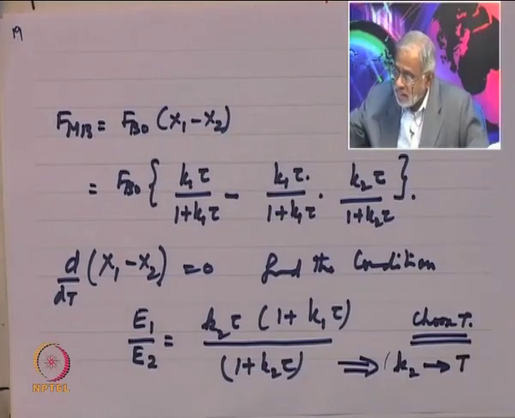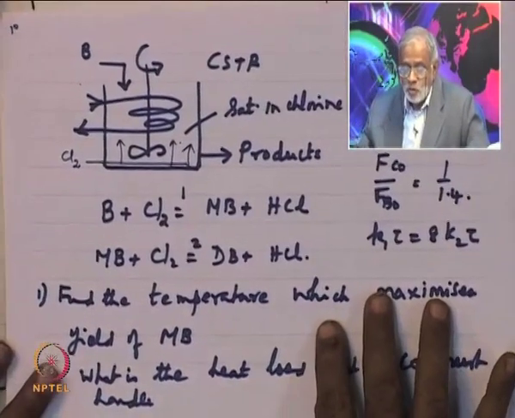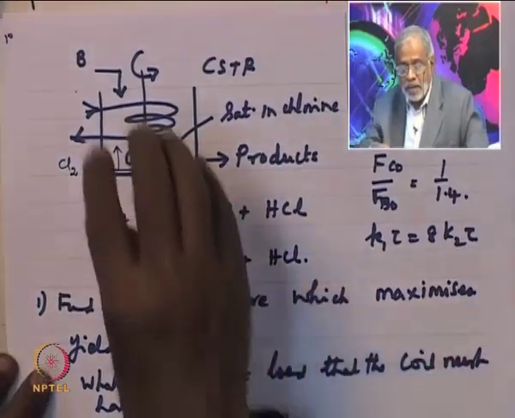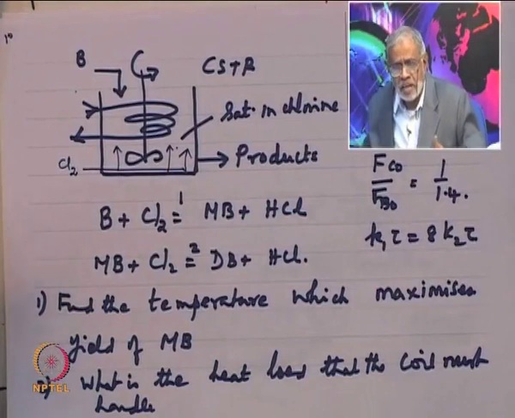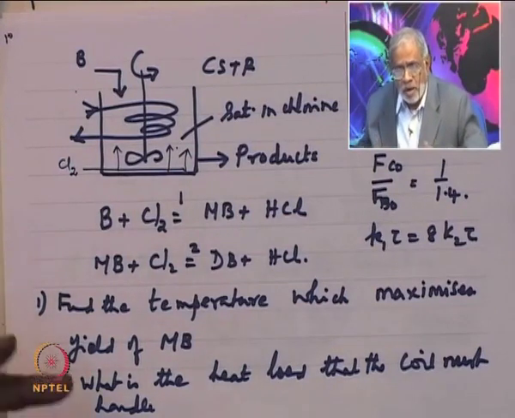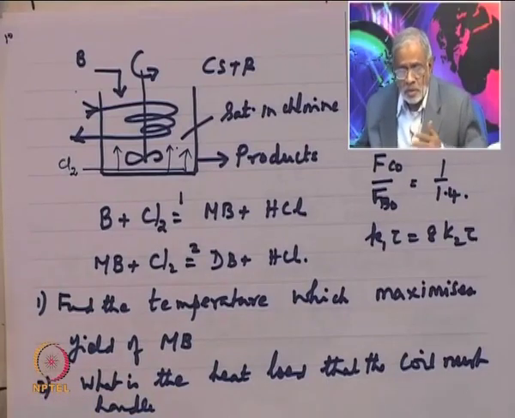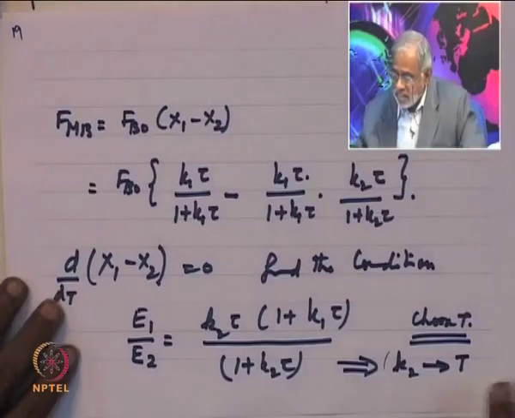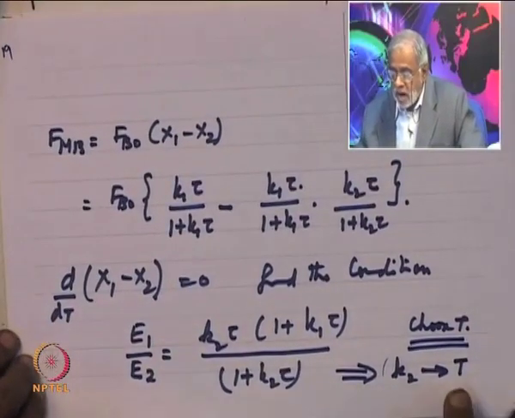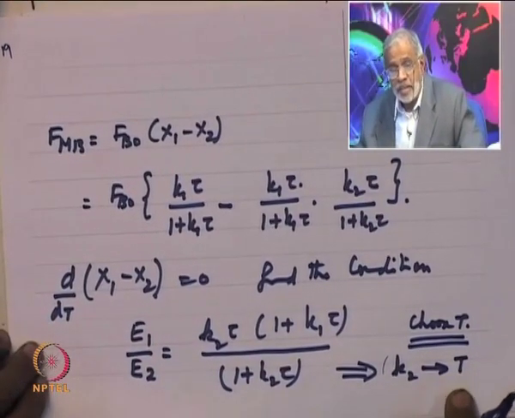So, what are we saying? If you have a reaction taking place in a stirred tank, and it is a series reaction, there is a choice of temperature at which the desired product takes its highest value. So, this temperature T tells you the conditions under which the intermediate, monochlorobenzene, goes through a maximum.